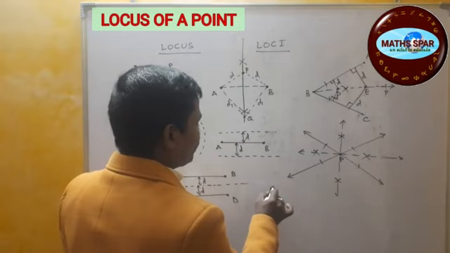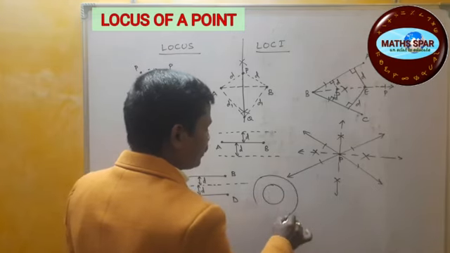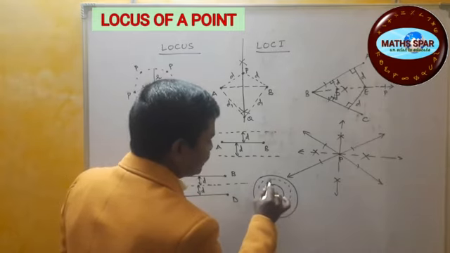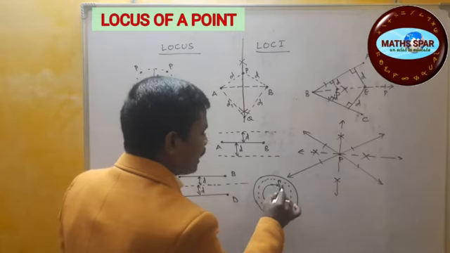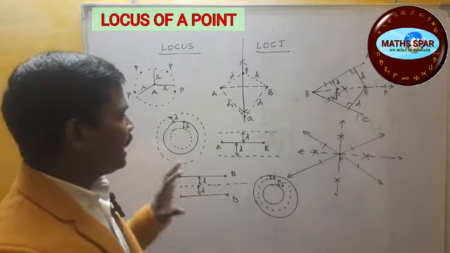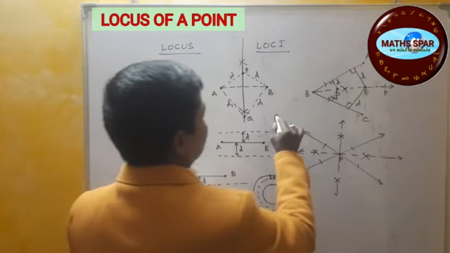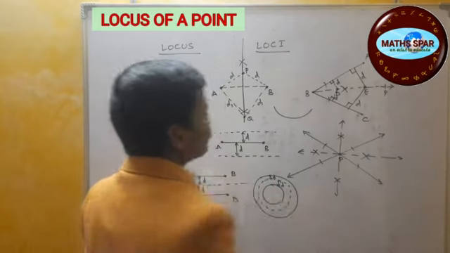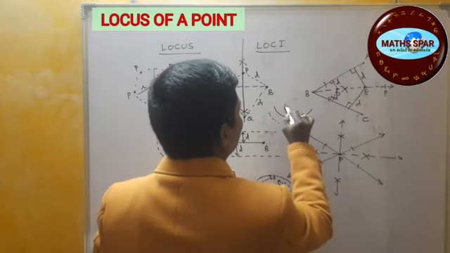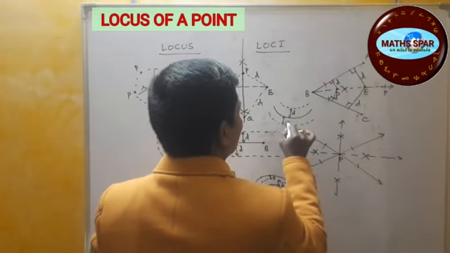Suppose two concentric circles are drawn, then the locus of a point is in between them at equal distance d from both the circles. Then, do curves have a locus of a point? Yes. Suppose you have a curve like this, then what will be the locus of a point that is equidistant from the curve, that is d.